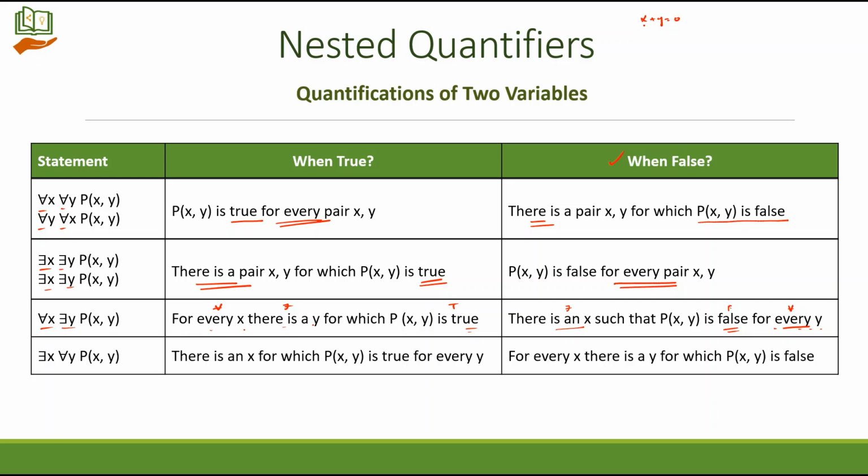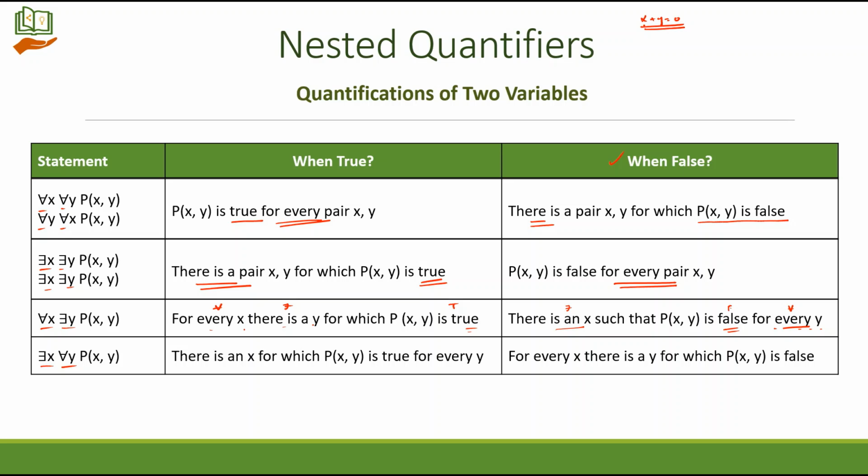If existential is going to occur first, universal is going to occur next. There is an x for which p of x comma y is true for every y. So for a single value of x, it should satisfy all values of y. Now what about this false?